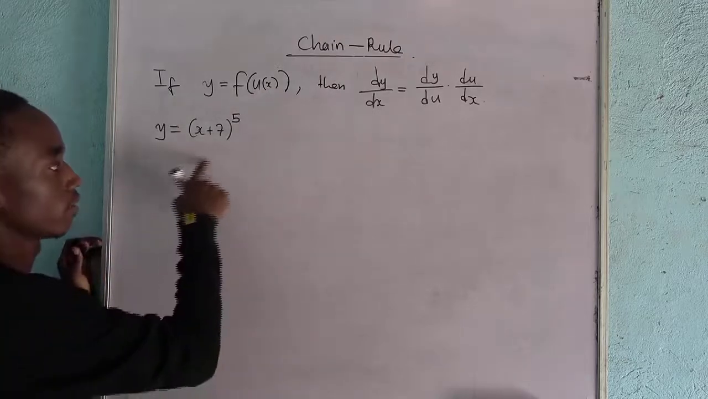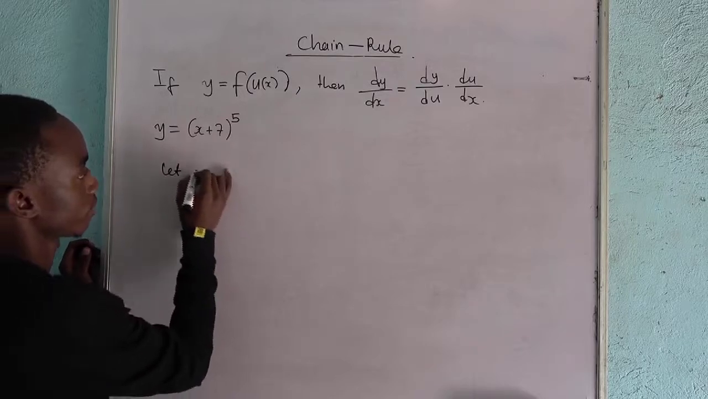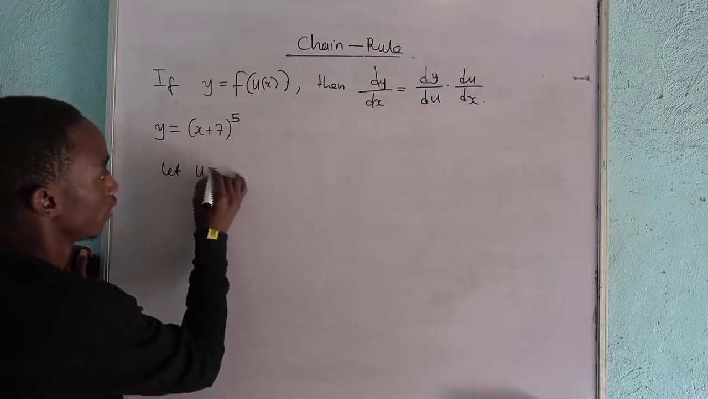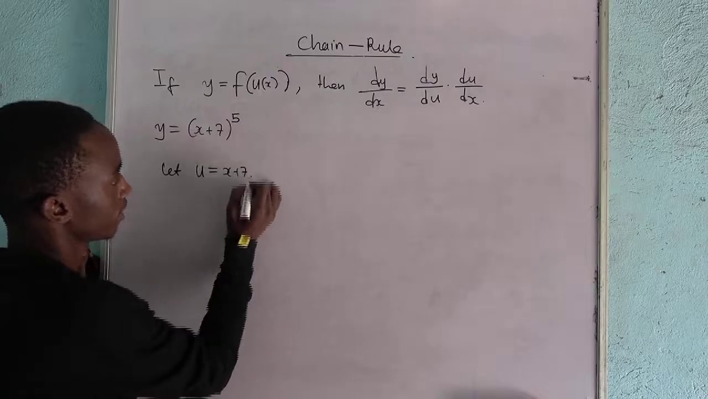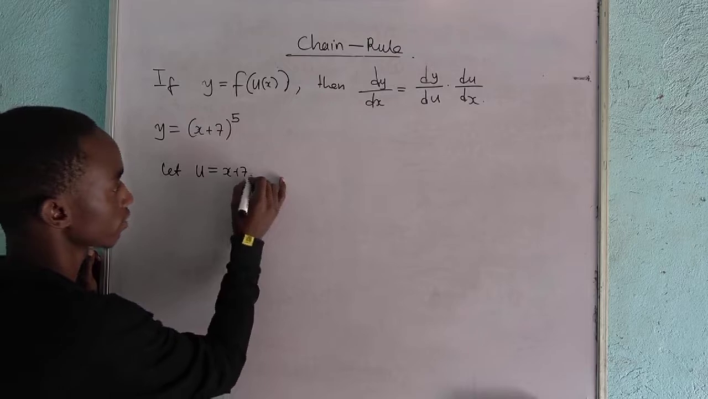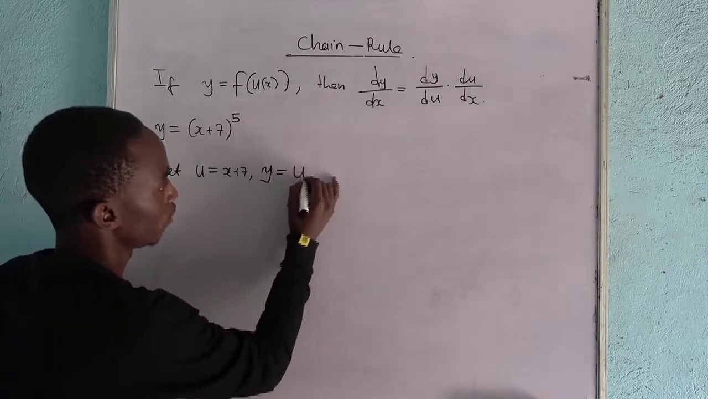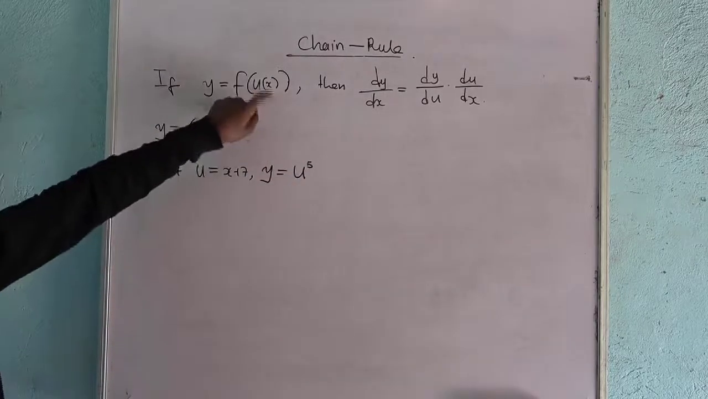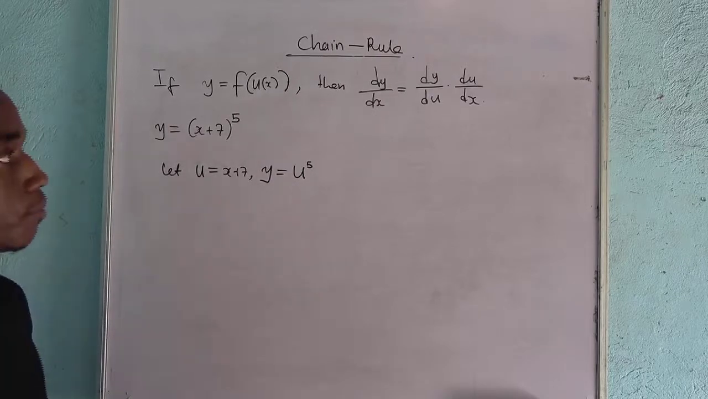So for this one we can therefore say, let u be what is inside here, which is x plus 7, so that our y looks something like u to power 5. We know that u is some function of x, which is this one here. So this is what we have. This is the interpretation now.